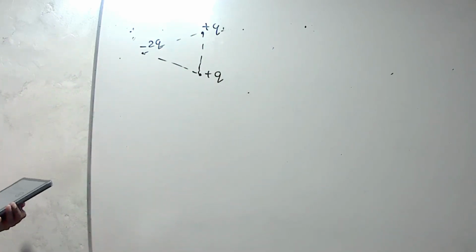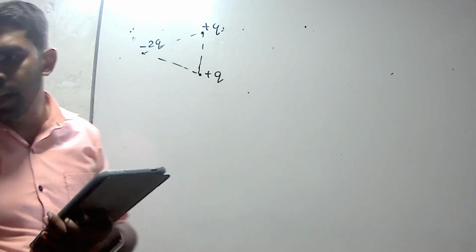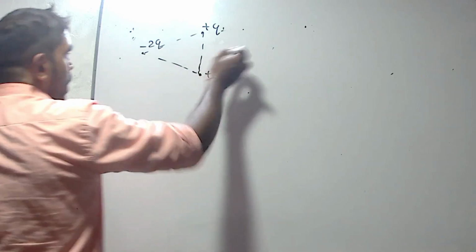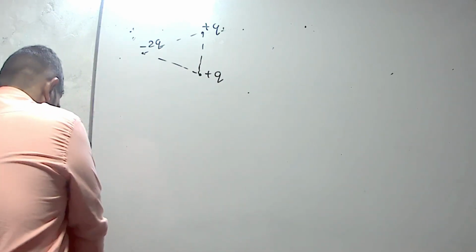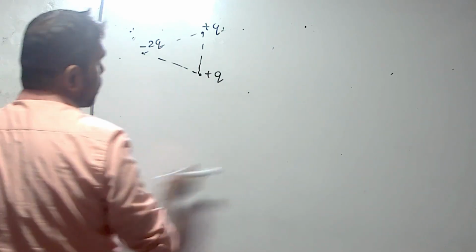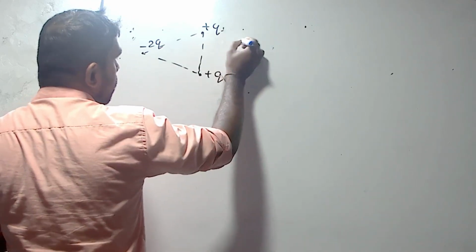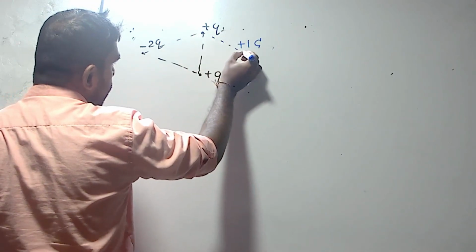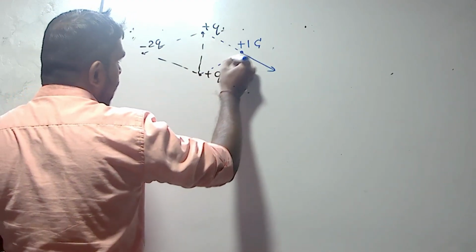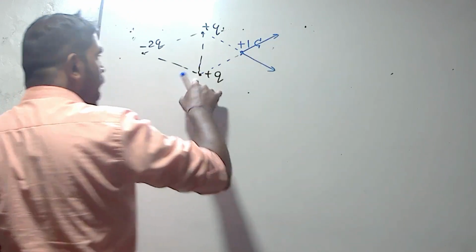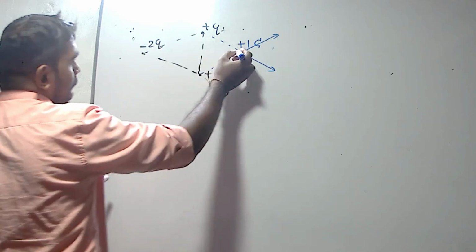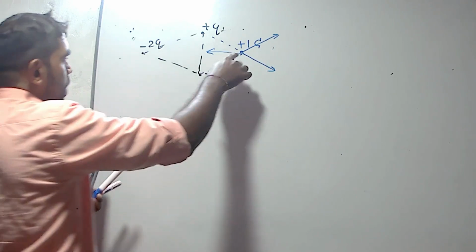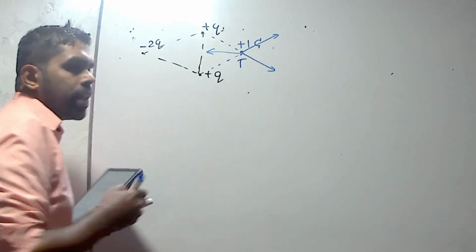We know that electric field intensity means force per unit charge. Unit charge means plus 1 Coulomb. I will consider a point at this side. Then plus 1 Coulomb is the testing charge. There is a repulsive force due to this charge, and a repulsive force due to this charge, and there is an attraction due to minus 2Q. Therefore, we can consider it should be like T, point T.